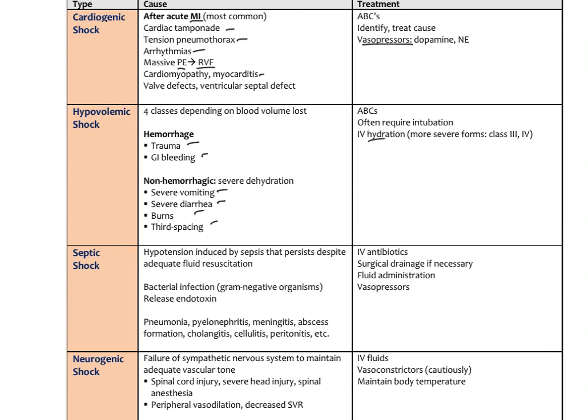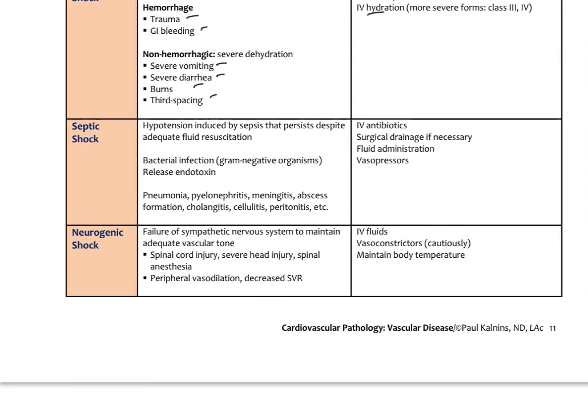Septic shock would be from sepsis, and that is usually from bacterial infection. Typically gram-negative bacteria release endotoxin, and this is associated with things like pneumonia, kidney infections like pyelonephritis, meningitis, abscesses, infection of the bile ducts, cholangitis, cellulitis, peritonitis. All of those can predispose to septic shock. And here a person usually needs, in addition to the fluid administration, vasopressors and IV antibiotics as well.